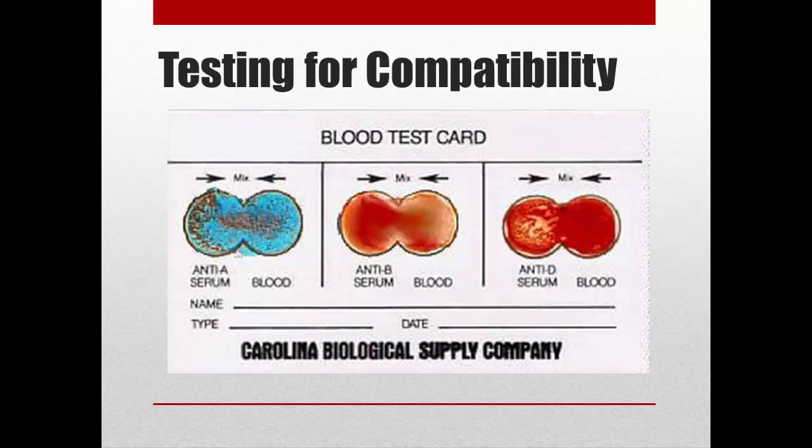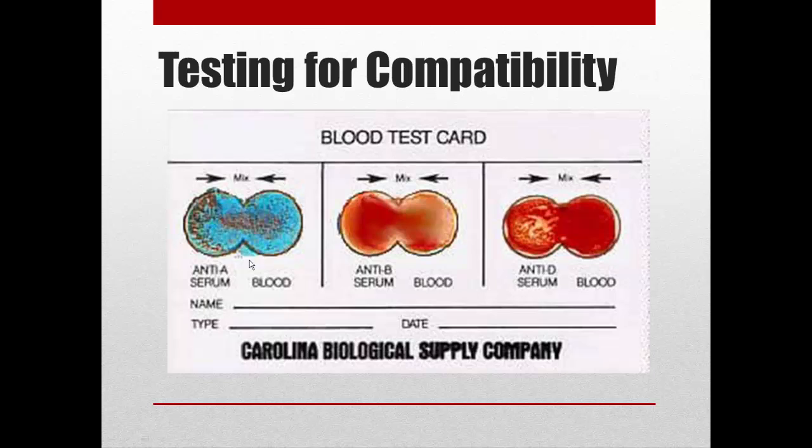Now, how do you test for compatibility? How do you test blood types? Well, you do it with a card. In labs you do it a little fancier, but this is basically how we do it in a lab situation. You take a person's blood and put 3 drops on each part of the card.